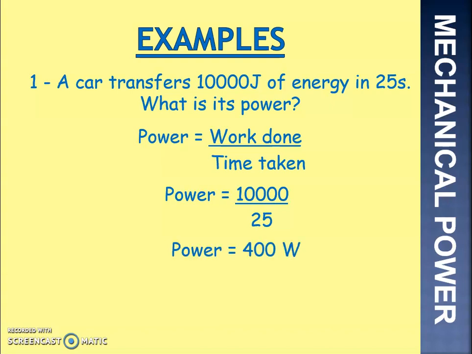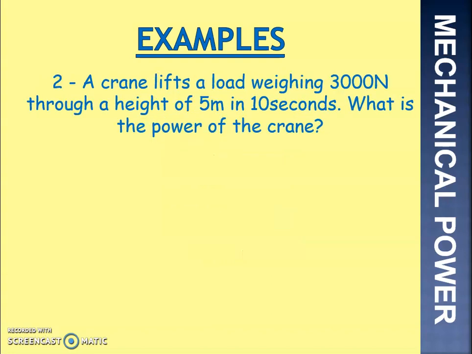Well, 10,000 divided by 25 gives me 400. I've worked out the power, so that's watts. Final answer, 400 watts. Question 2. A crane lifts a load weighing 3,000 newtons through a height of 5 metres in 10 seconds. What's the power of the crane?